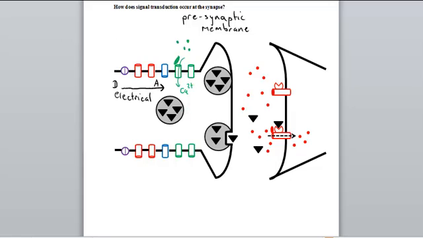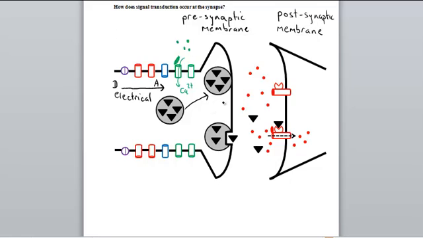Ca2+ then binds to the synaptic vesicles and causes them to fuse with the plasma membrane. When they fuse with the plasma membrane, they release their contents with their neurotransmitters. The neurotransmitters then diffuse across the synaptic cleft and bind to a receptor on the other side. When they bind to this receptor, it opens and then allows ions into the postsynaptic membrane. And depending on whether those ions are positive or negative, they can influence whether or not an electrical signal is conducted along the next axon.